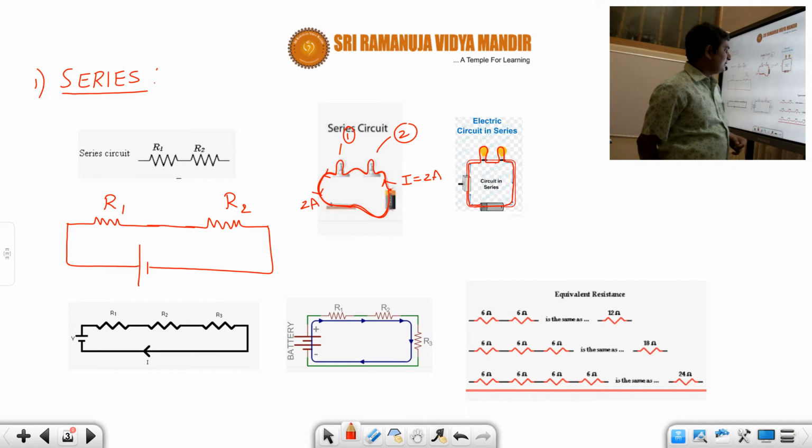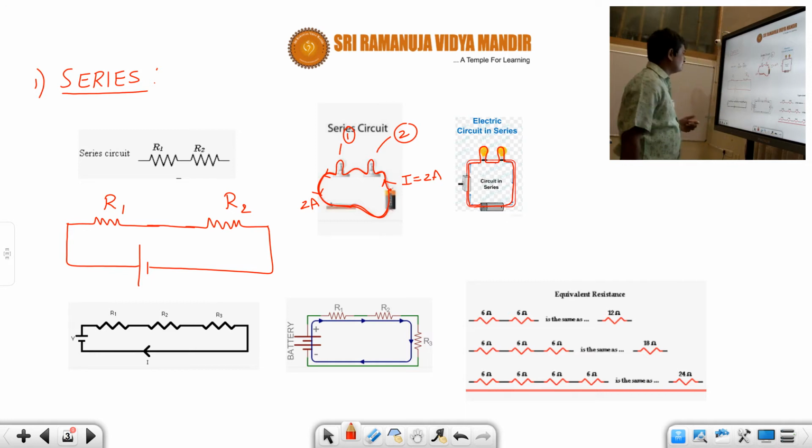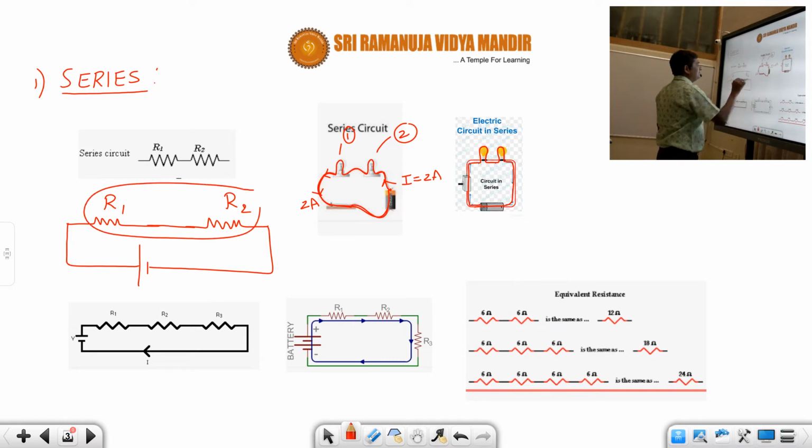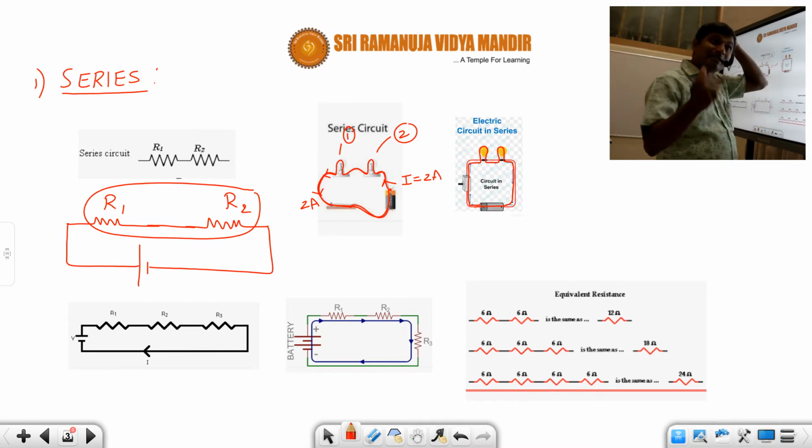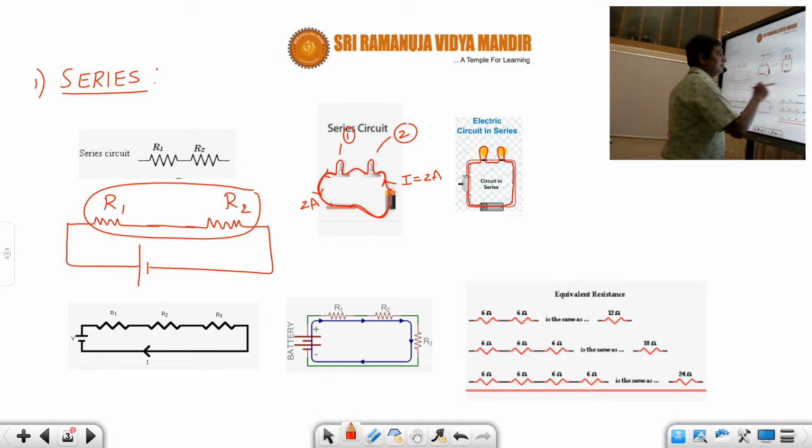Okay. In this series circuit, when we say equivalent resistance of resistors in series, what does it mean? It means we can replace these two resistors with a single resistor. That single resistor is called the equivalent resistance.